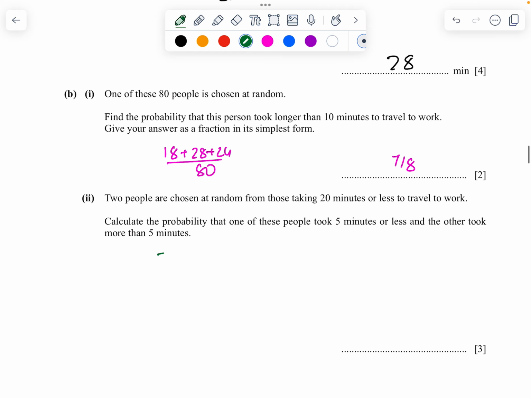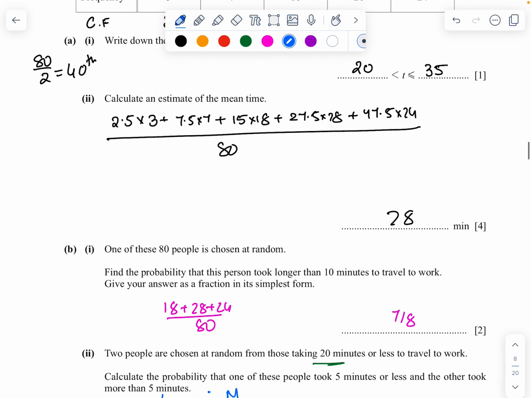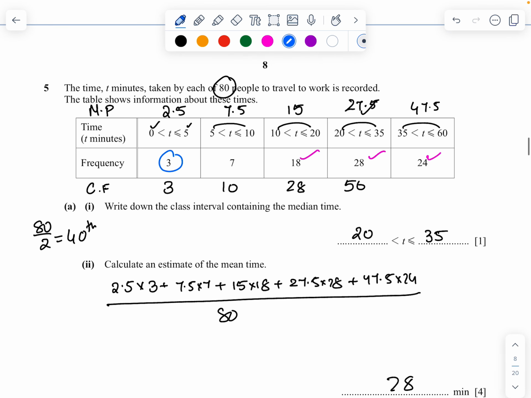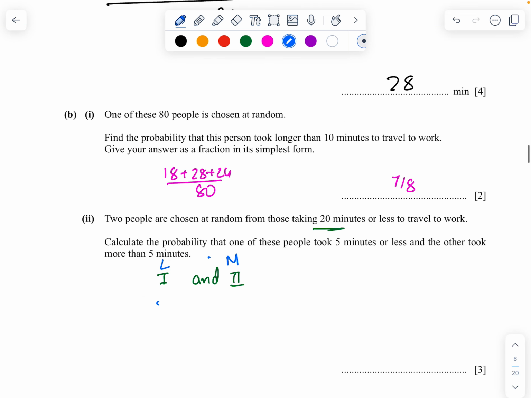Two people are chosen at random, first person and second person, taking 20 minutes or less. Find the probability that one took 5 minutes or less and the other took more than 5 minutes. So 5 minutes or less will be 3 and more than 5 minutes will be 25. So 3 upon 28 times 25 upon 27.